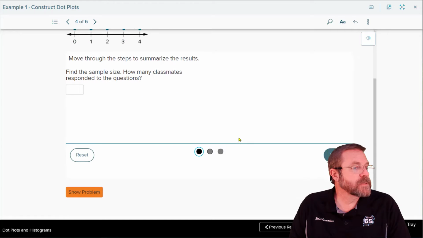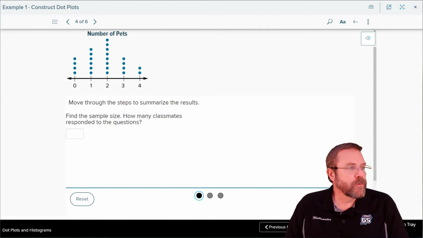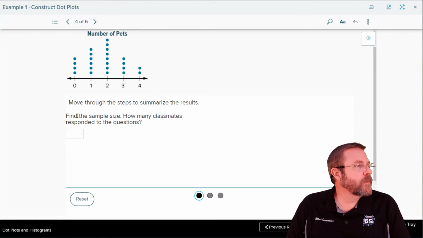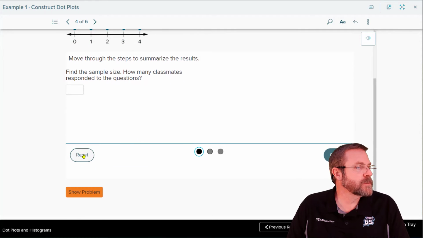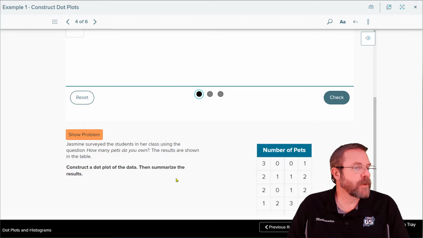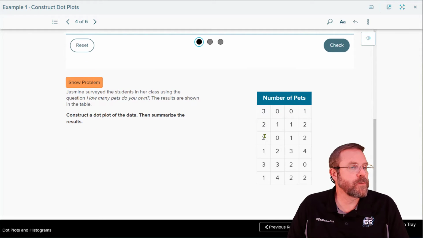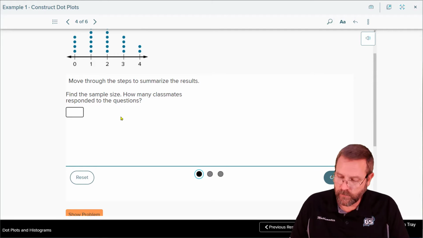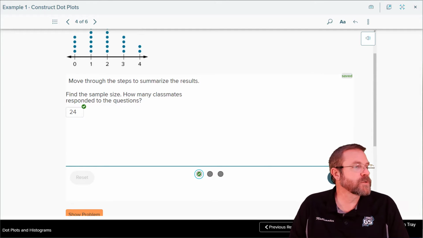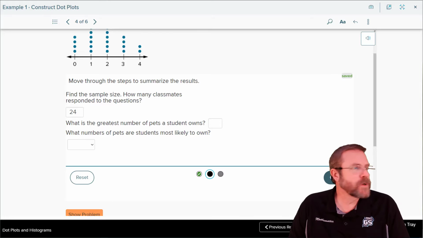Next, we want to take and summarize our information. In summarizing the information, the first thing we need to find is the sample size of how many students responded to the questions. I'm going to do it this way. I'm going to look at my table, which is 1, 2, 3, 4, 5, 6 by 4. So that means 24 students responded to the question. That checks.